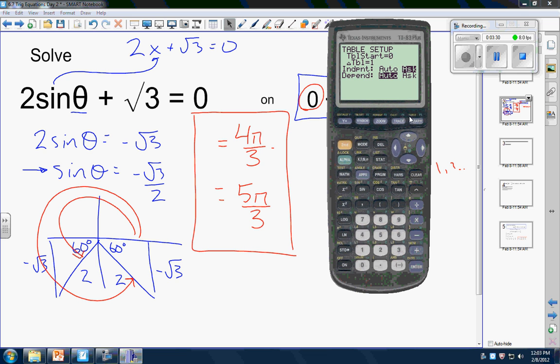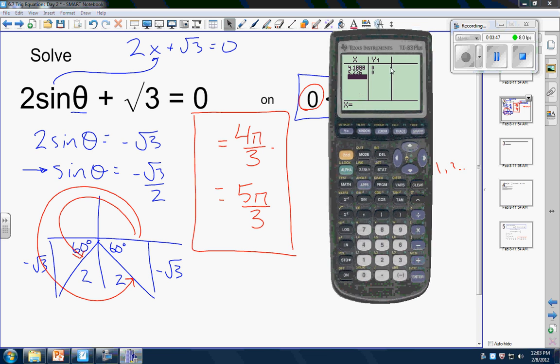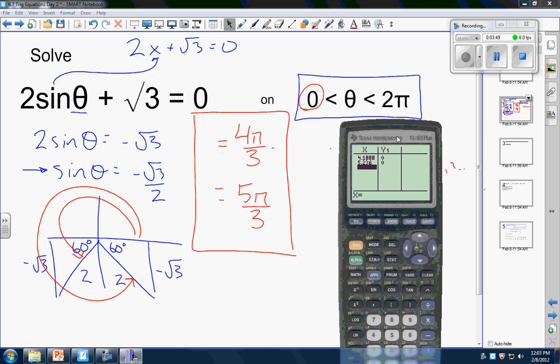So now when we go, second window is where that menu is. So if we go second table now, if I come up here, I should be able to punch in 4 pi divided by 3, and it works. Same with 5 pi divided by 3. They both give me 0, so I know I'm good. Okay?